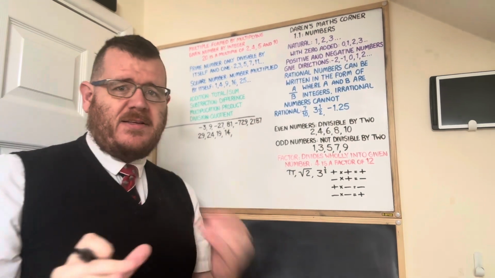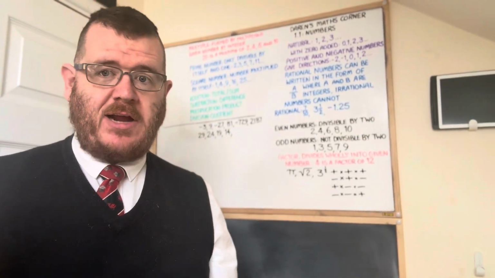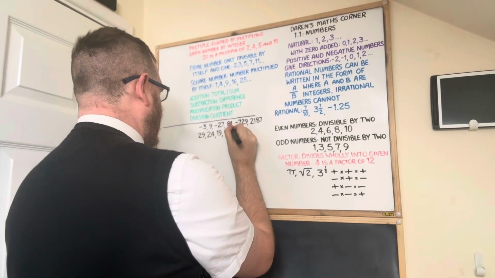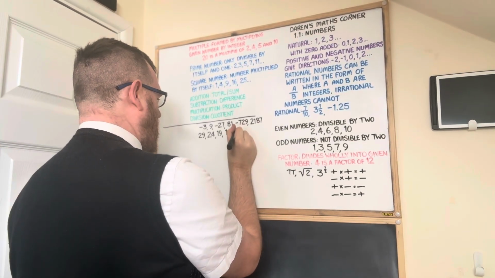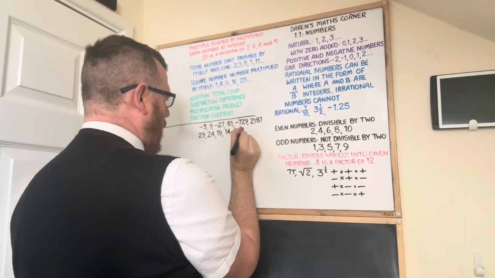Now this one's a relatively easy one because all you're doing is subtracting 5 each time. So therefore your next two numbers are 9 and 4.